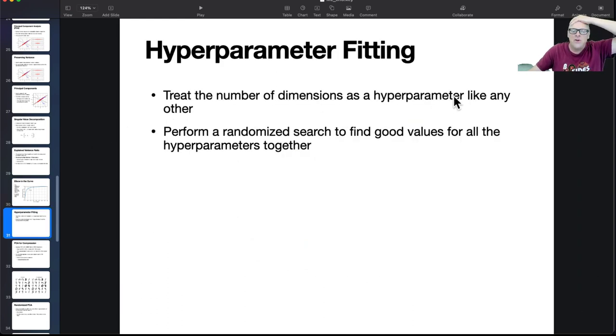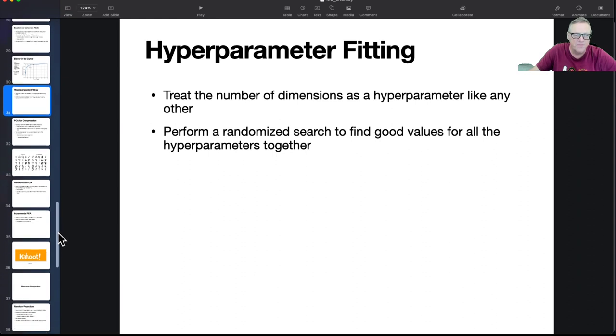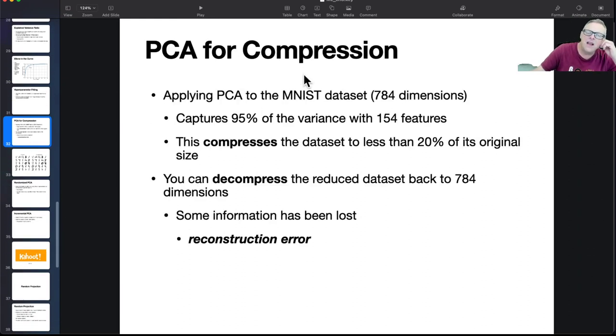All right, so you can treat the number of dimensions as a hyperparameter, and then perform a randomized search to find good values for all these together, just like we've done before. And here's what I mentioned before.